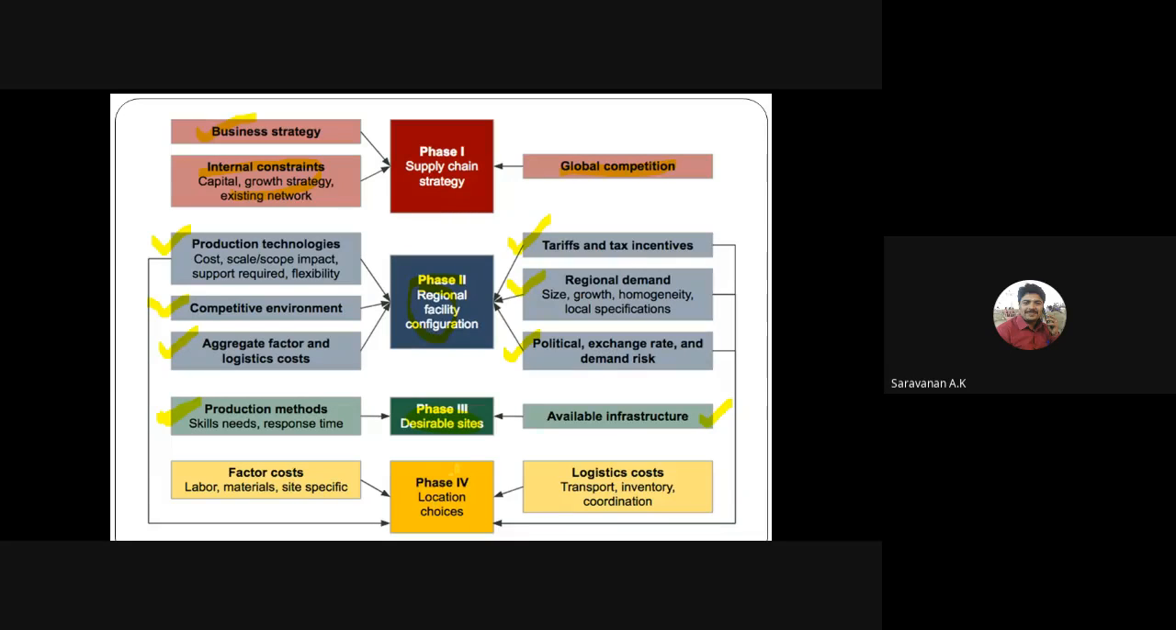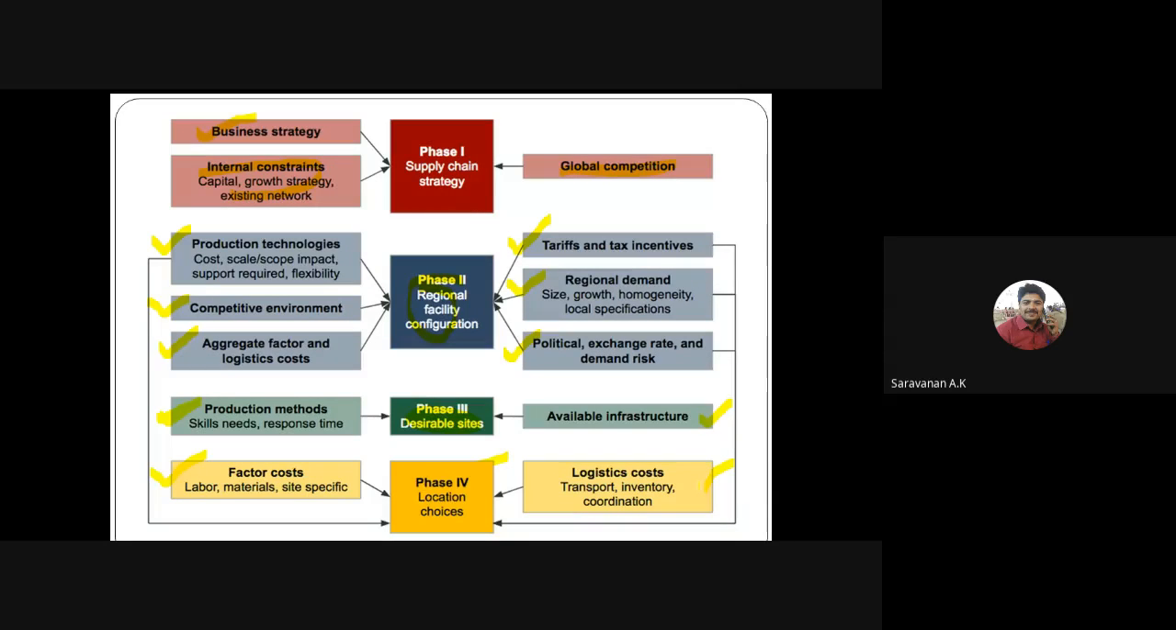Then the fourth phase is the location choices. What are the factors we have to see for choosing the locations? One is the transportation cost, that is the logistics cost, and what costs are involved in it. Then the factor cost: whether the location will have labor, materials, and other site specifications. And we have to see the logistics cost. So this is the framework for the network design decisions that we discussed in the last class.